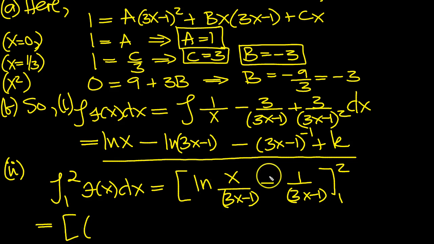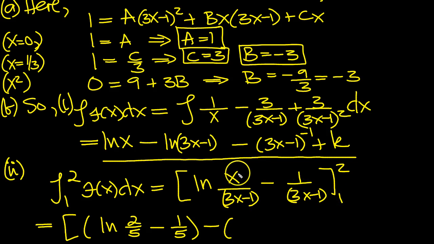So top value, put 2 in. 2 over 6 minus 1 is 5, log of 2/5. Minus, put 2 in here. 6 minus 1 is 5, is minus 1/5 is the top value then. Take away the bottom value, put 1 in here and 1 in here. 1 over 3 minus 1 is 2, so it's log of a half. Minus, and then put 1 in here, 3 ones minus 2 is 2 minus a half, isn't it? Close that bracket, close the square bracket.